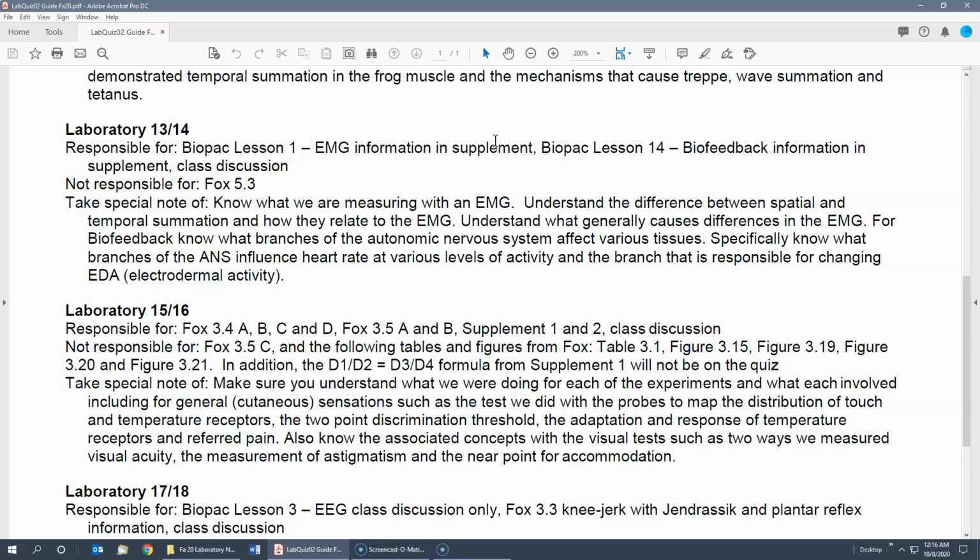For the biofeedback, you should know what branches of the autonomic nervous system affect what tissues. So if we have a change in sweat rate, what's affecting that? If we have a change in heart rate, what's affecting that? You should know what happens with EDA and how that works as well. So you should be able to identify changes based on different levels of the heart rate or the changes in EDA, what's causing them. So that's 13-14.